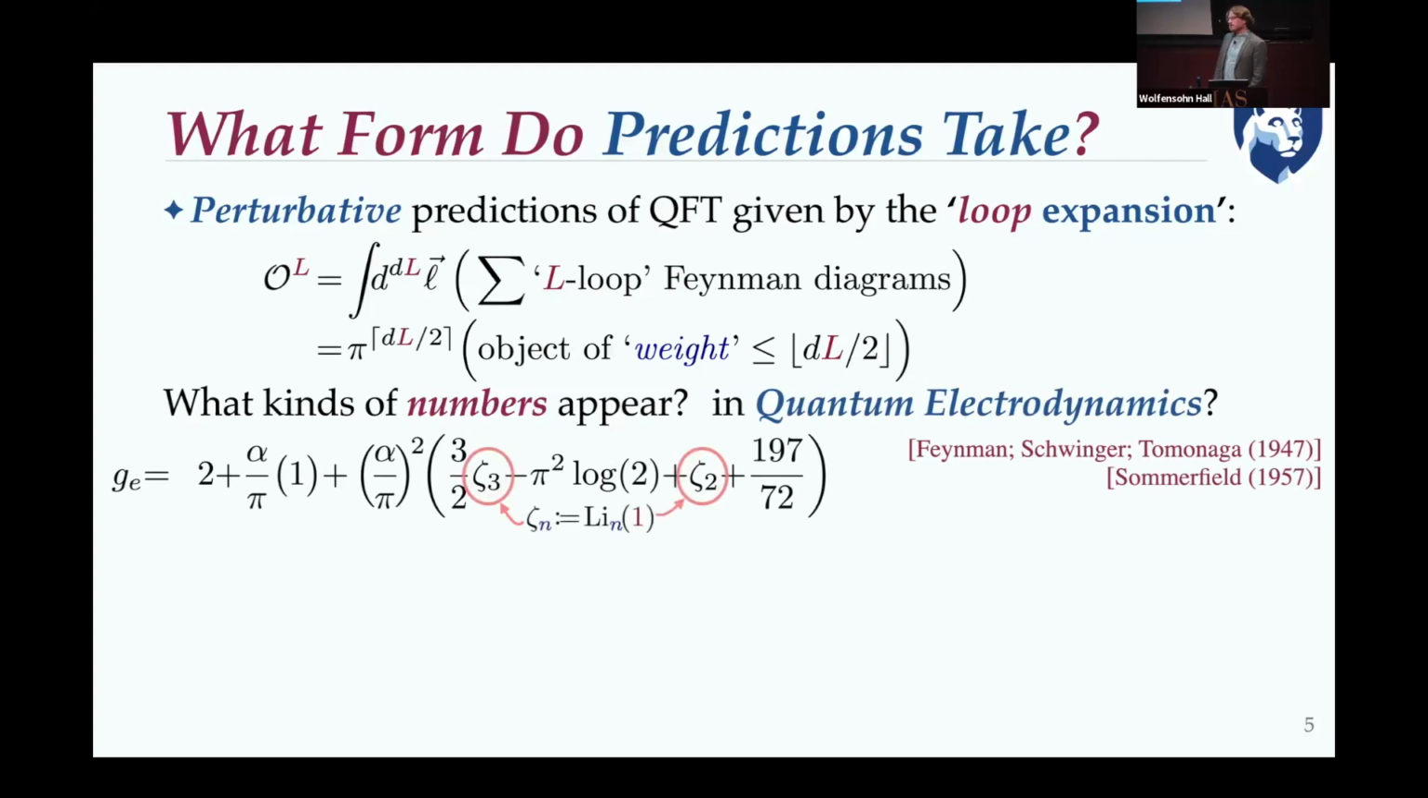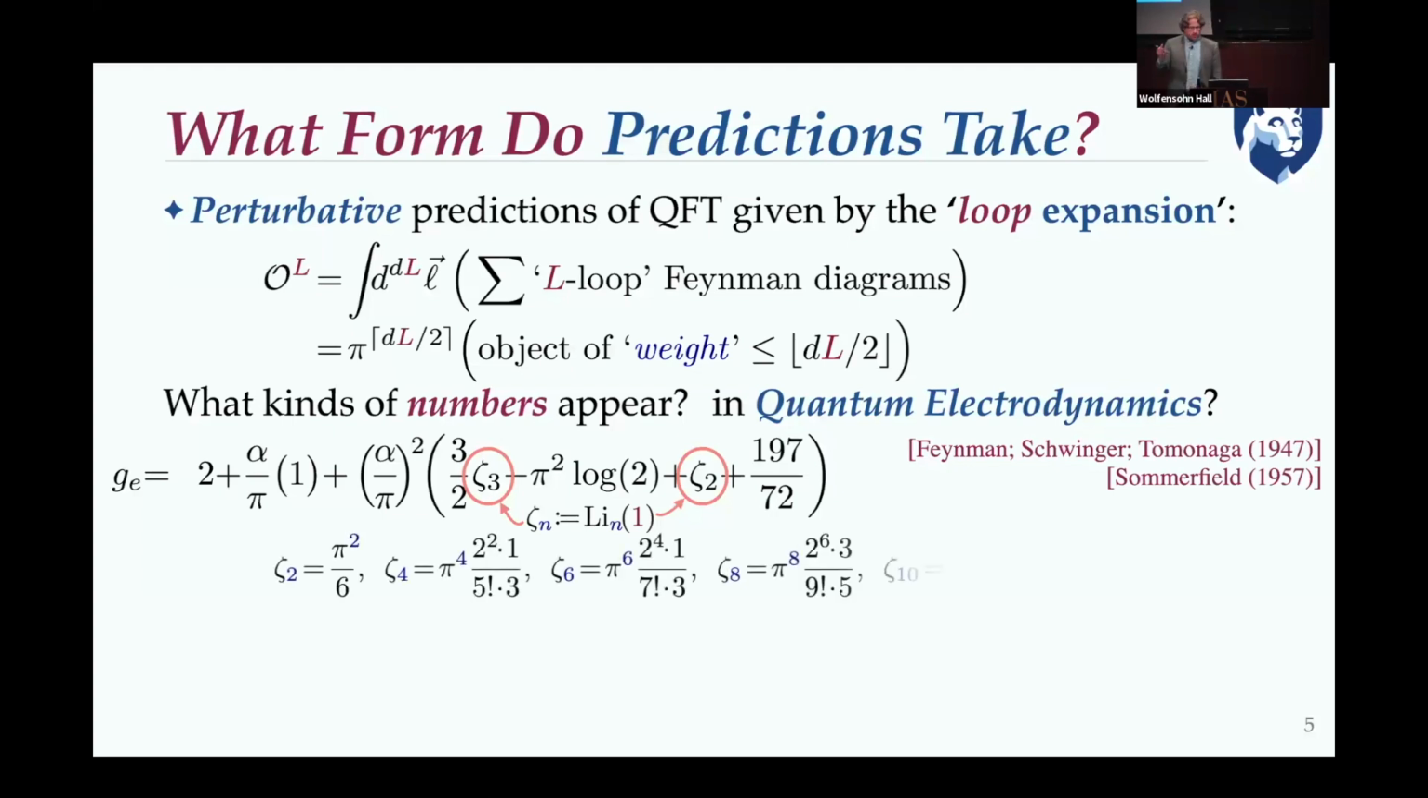It's worthwhile to just pause and comment on how valuable it is that we have names for these numbers. So zeta 3 is the third polylogarithm evaluated at 1, and I'm sure everyone in this room knows that zeta 2 is pi squared over 6, and the even zeta values are pi to some n.